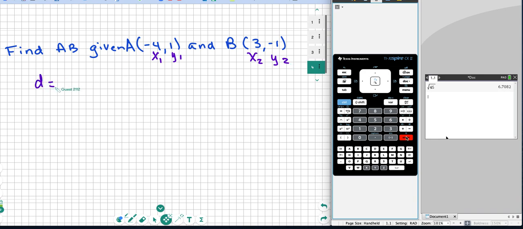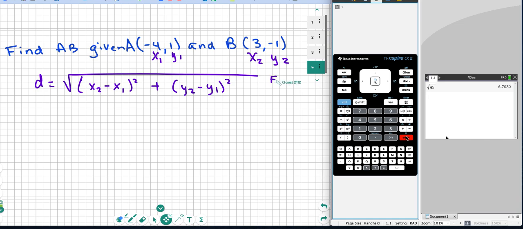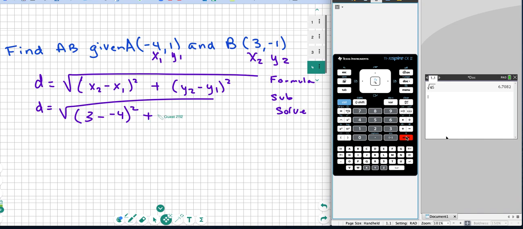The formula is D is equal to the square root of x2 minus x1 squared plus y2 minus y1 squared. So you always want to start with your formula, and then you're going to do your substitution step, and then you're going to solve. So D is equal to the square root of x2, which is 3, minus x1, which is negative 4, squared, plus y2, which is negative 1, minus 1, squared.